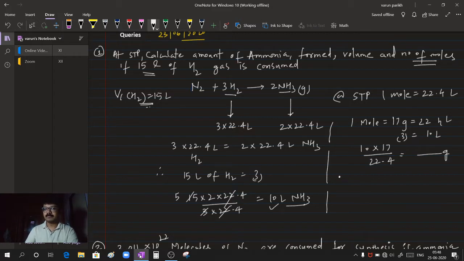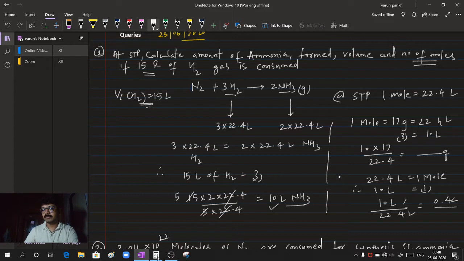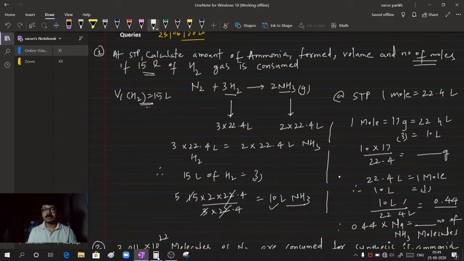Okay. Number of moles: 22.4 liter is equal to 1 mole. That's why 10 liter is equal to how many moles? 10 liter divided by 22.4 liter. Whatever the answer comes, 10 divided by 22.4, 0.4464 moles. And if the number is asked, then 0.4464 multiplied by Avogadro number will be the number of ammonia molecules. You can find anything, number of moles, mass, molecules, anything.